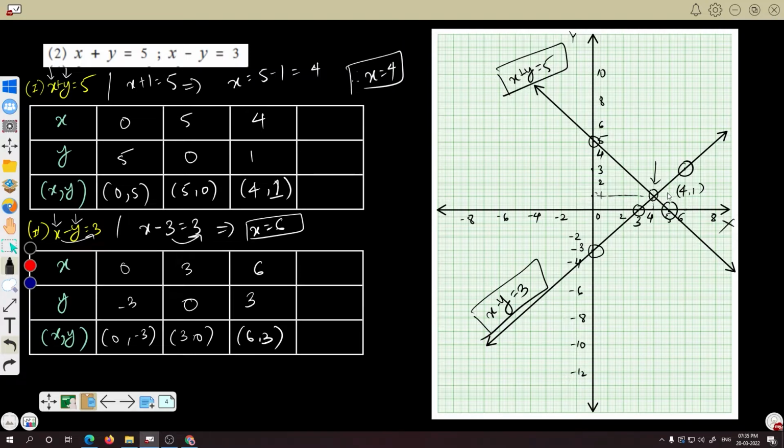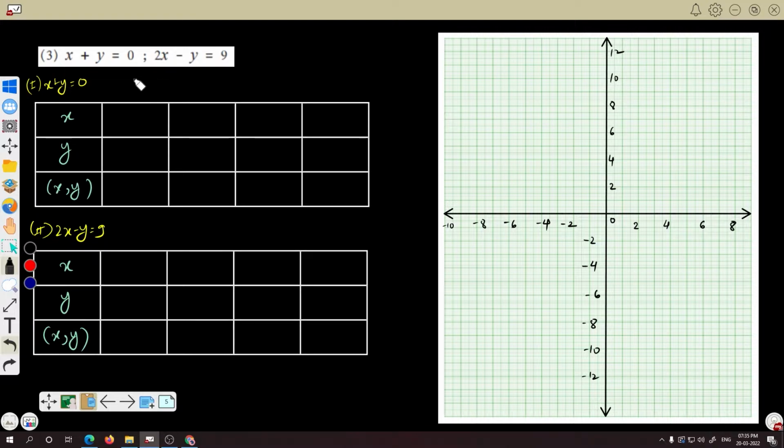If I say the point of intersection is P, then the coordinates are 4 comma 1, which means for the given simultaneous equations, the solution is x is equal to 4 and y is equal to 1. I hope this is clear to you. We'll move on to the next question.